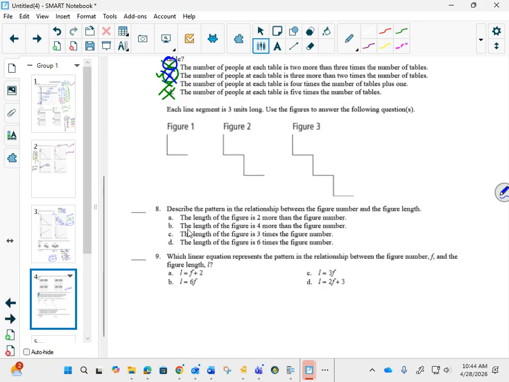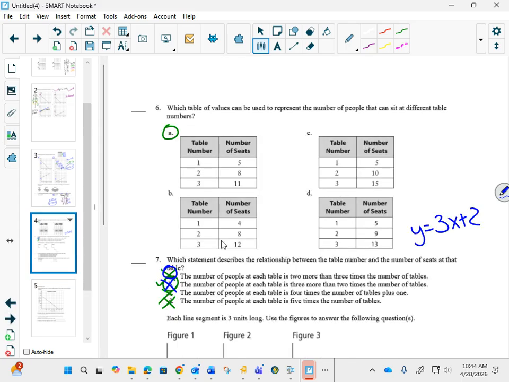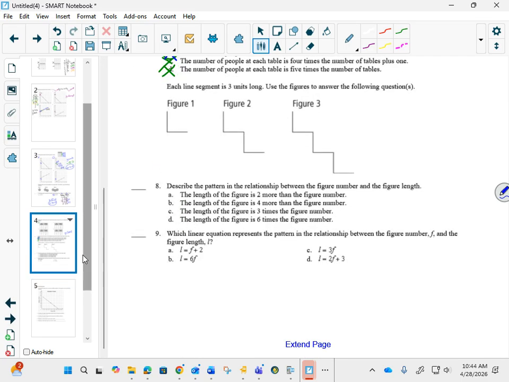So now I'm going to get you to do 8 and 9 on your own, and I'll put the answers up in a second. Check your answers. I believe there's something wrong with number 8.